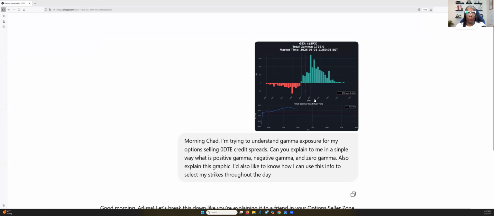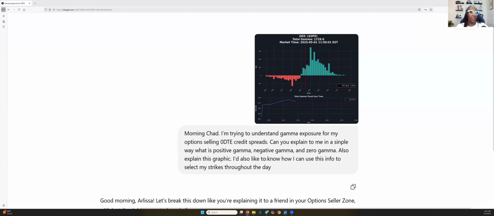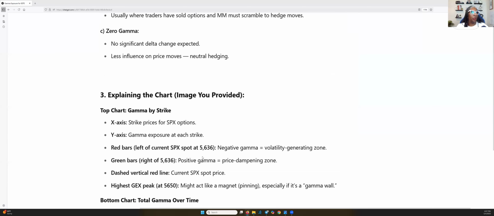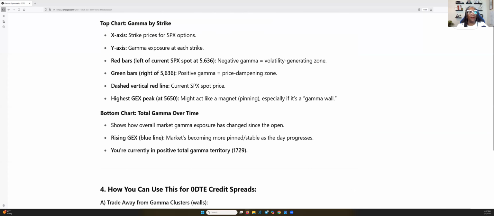This is what I asked him to talk about. So it's showing the highest GEX is at this 56.50. That's what he's talking about here. Let me get back to where I was. Highest GEX peak 56.50 might act like a magnet or pinning, especially if it's a gamma wall. Okay, so remember I've talked before about how the big bars could be like magnets.